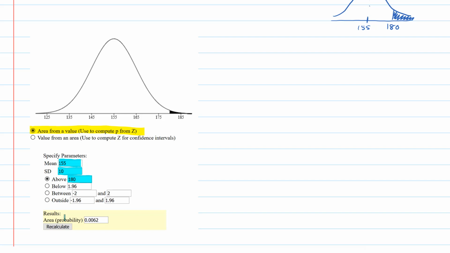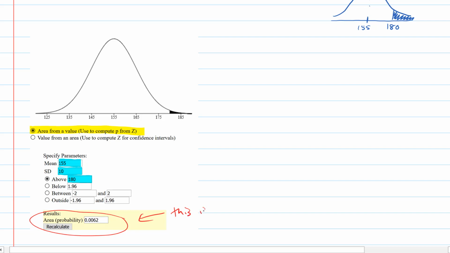Then we just go down to the bottom. This is our answer. And you find that p is equal to 0.0062, which is equal to 0.62%. And either of those answers are totally fine.